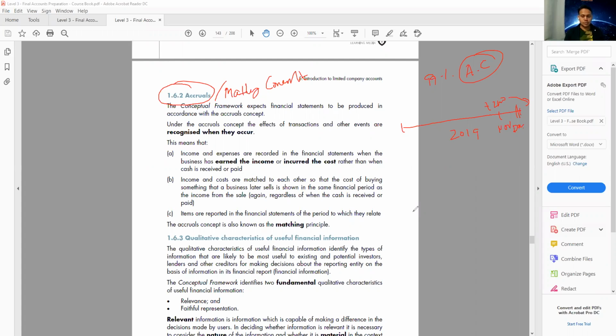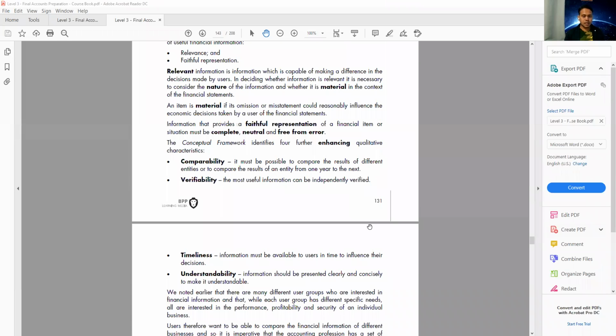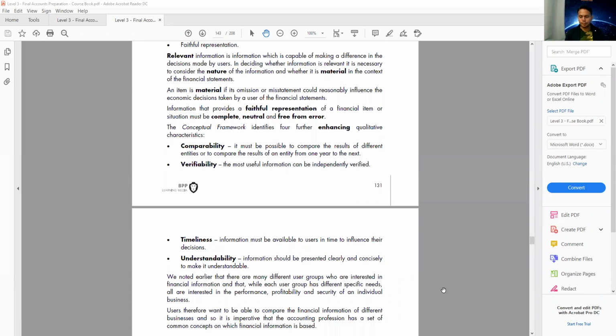Okay, so let's move on. So we have the meaning of some words. Let's have a look at the first one, we have comparability. Comparability says it must be possible to compare the results of different entities or to compare the results of any entity from year to year. Very important, we do the comparison.